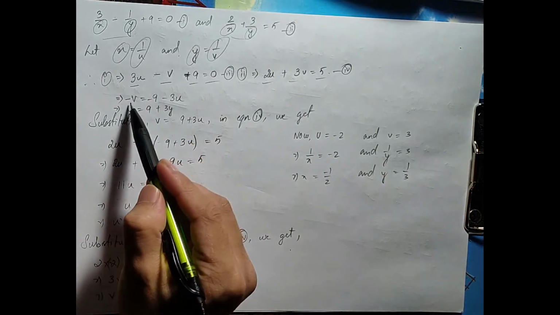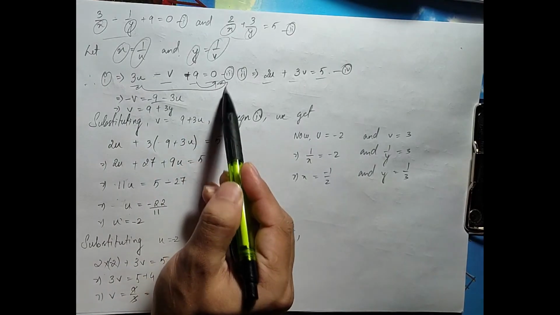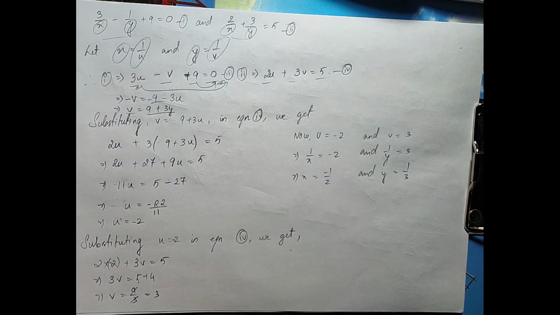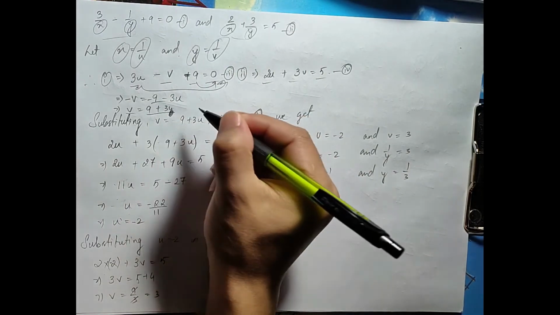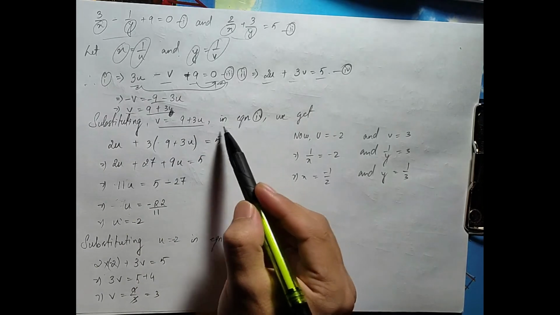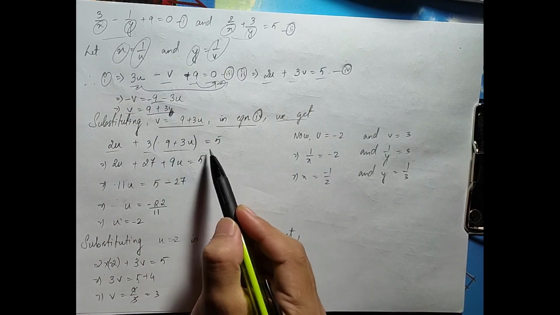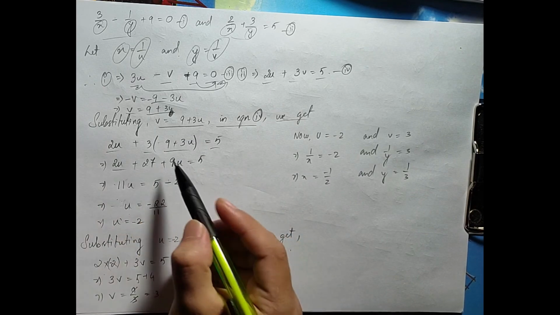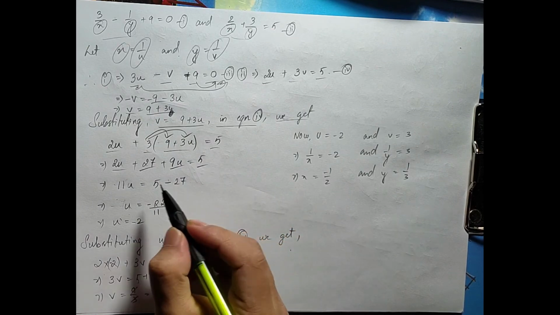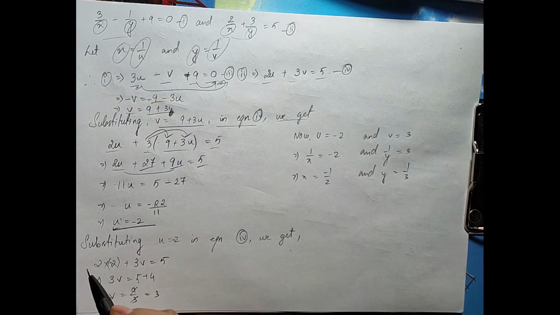From here, if you find the value of v, then 9 will go here as minus 9, and v will simply be equal to 9 plus 3u. Then substituting v is equal to 9 plus 3u in equation 4, we get 2u plus 3 into this is equal to 5. So 2u, 3 9s are 27, 3 3s are 9u, is equal to 5. Then if you solve, you get u to be equal to minus 2.